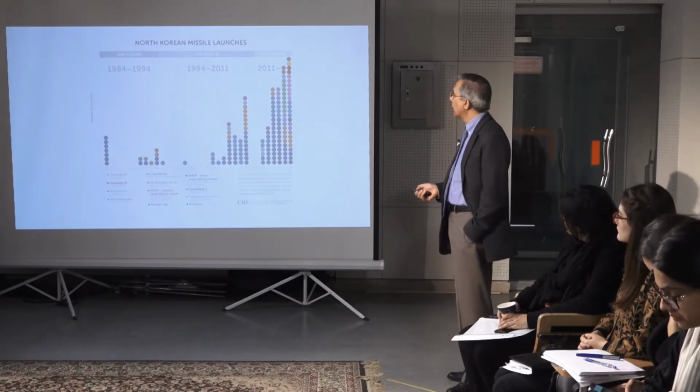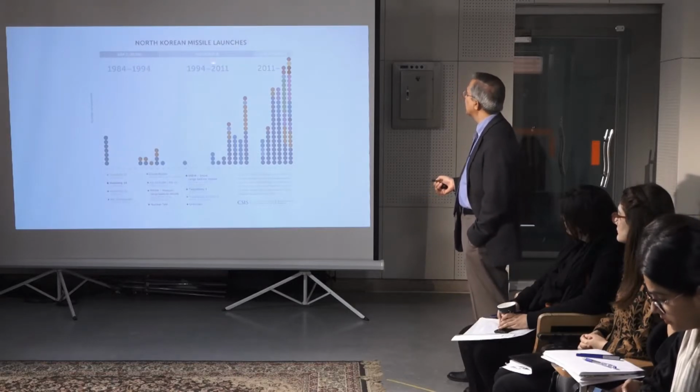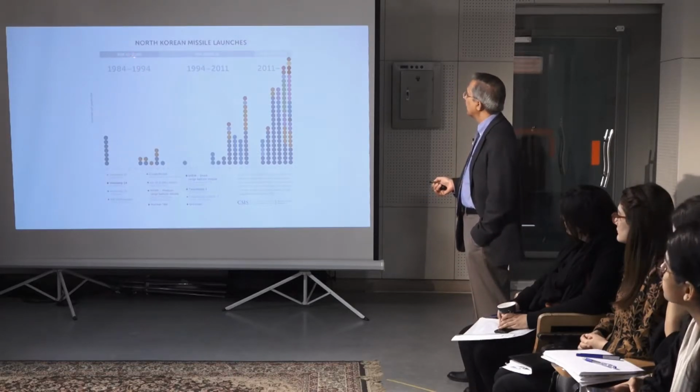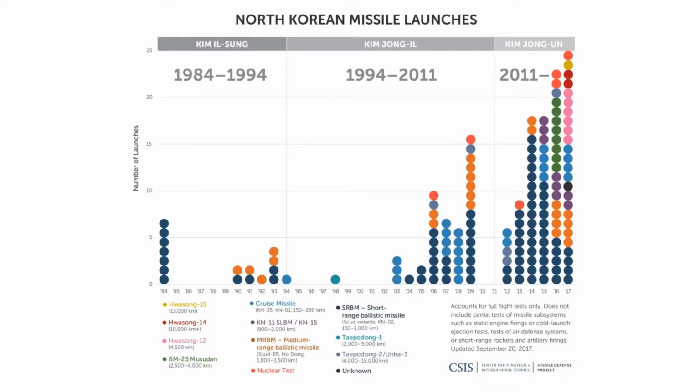And this is the tenure of the leaders who were there: Kim Il Sung until 1994, Kim Jong Il from 94 to 2011, and Kim Jong Un. So you see a spike in missile tests. And these are the names of the various missiles that they have been test firing. Taepodong-1 is a very famous missile.